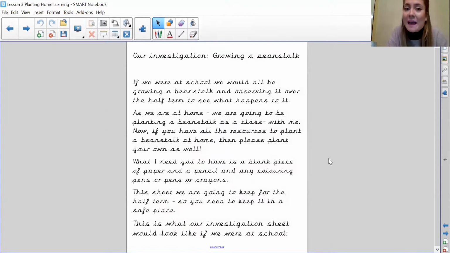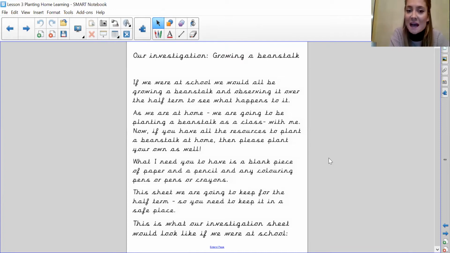Okay, so growing a beanstalk. If we were at school, we'd be growing a beanstalk and observing it over the half term to see what happens to it. As we are at home, we're going to plant a beanstalk as a class, so I'm going to do it and you're going to follow along. Now, if you have all the resources to plant a beanstalk at home or do some planting, then you're more than welcome to join in.